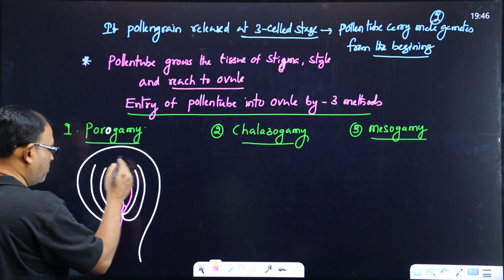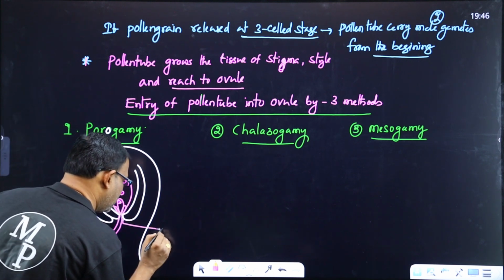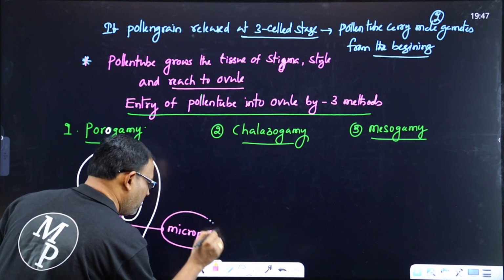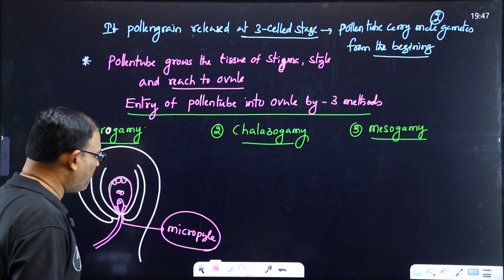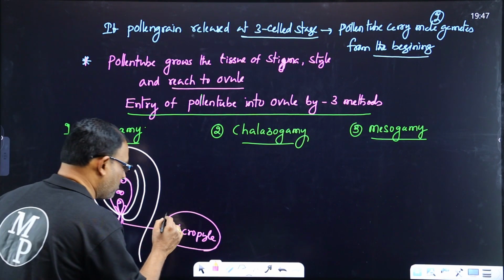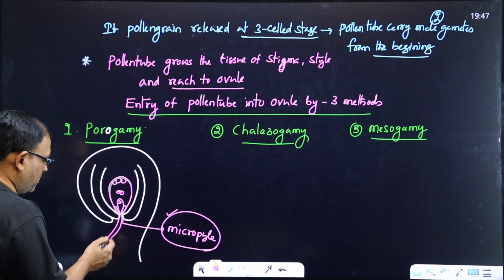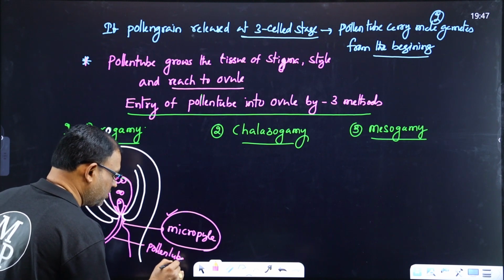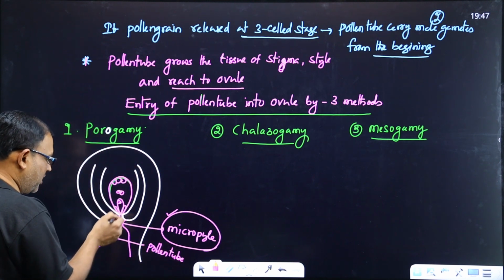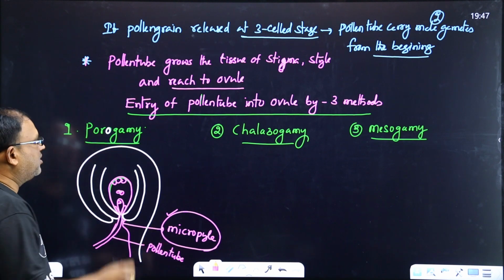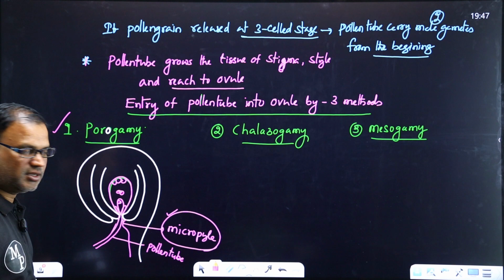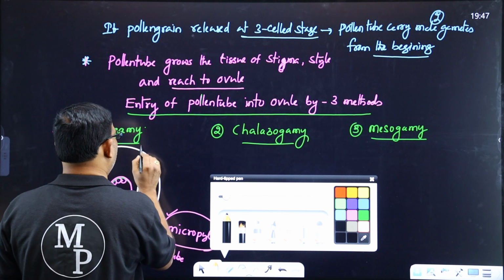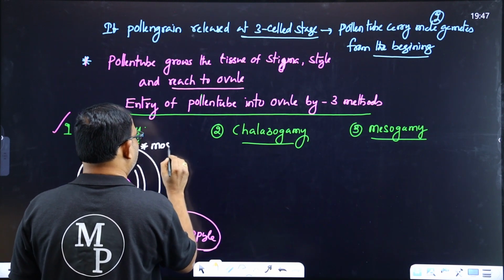Entry of pollen tube into the ovule is through this area. What is this? Micropyle. Very important. Micropyle is where the integuments do not cover the ovule. So this is the pollen tube. When the pollen tube enters the ovule through the micropyle, this is called porogamy. It is very, very important, the most common type. This type of porogamy is the most common type.